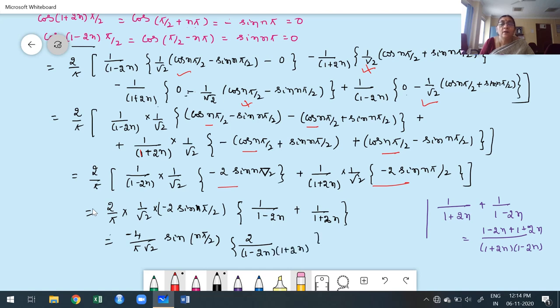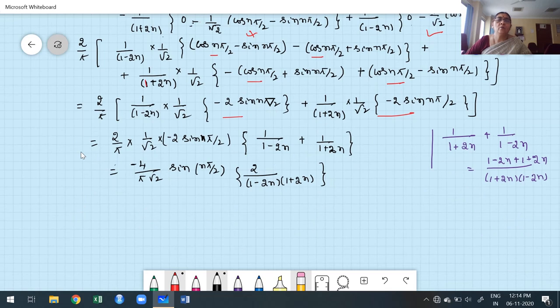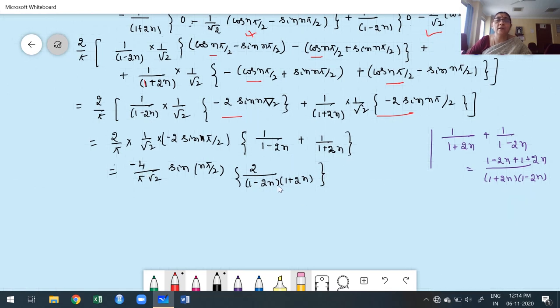In the next step, I take this negative sign in the denominator. This 1 minus 2n can be written as 2n minus 1. In the next step, 4 2s are 8. 8 by pi root 2, sin of n pi by 2.